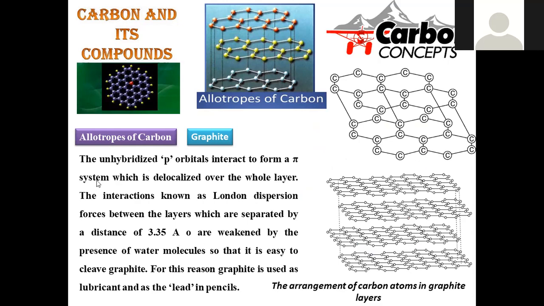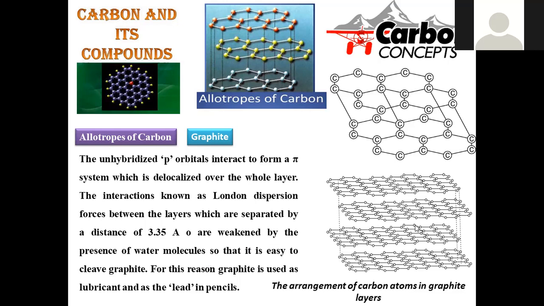Unhybridized p orbitals interact to form pi bonds over a whole layer. Such pi bonds you can observe in graphite. The interactions between layers are known as London dispersion forces. So one layer to another layer are accompanied by these London dispersion forces, and the distance between them is averagely considered as 3.35 angstroms, weakened by the presence of water molecules.